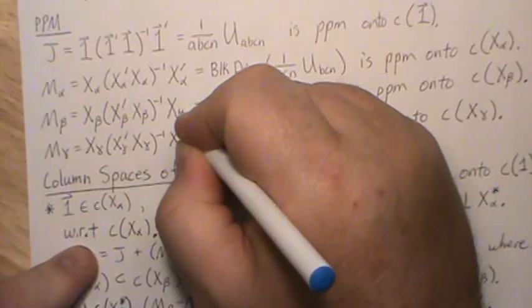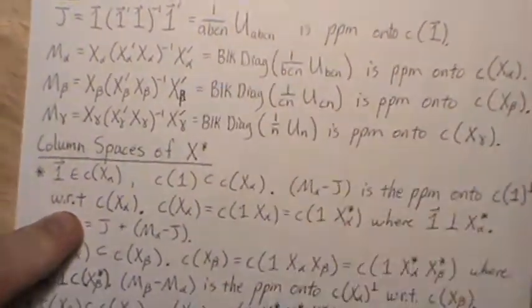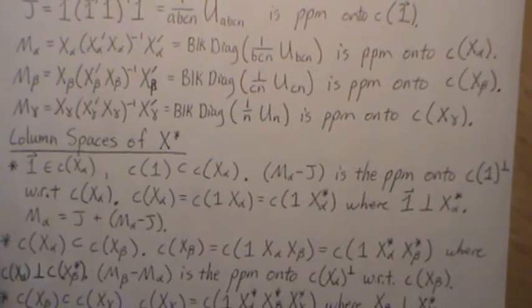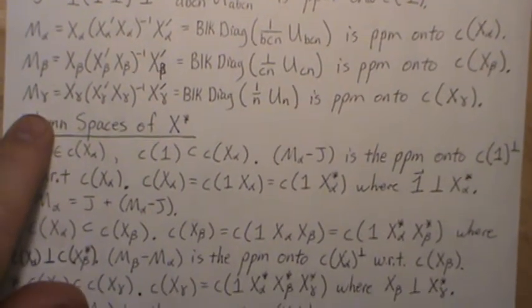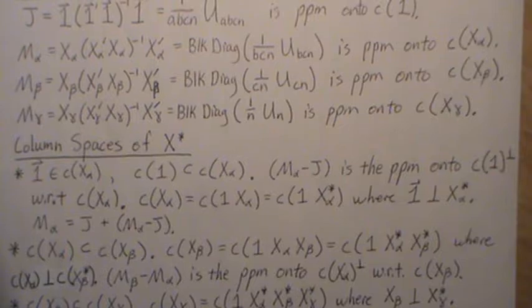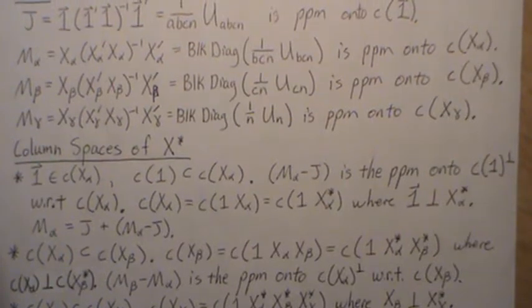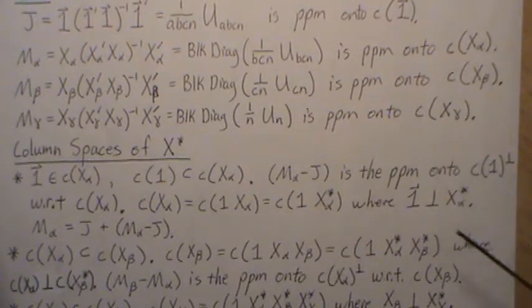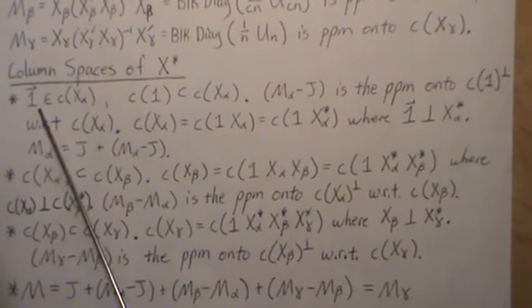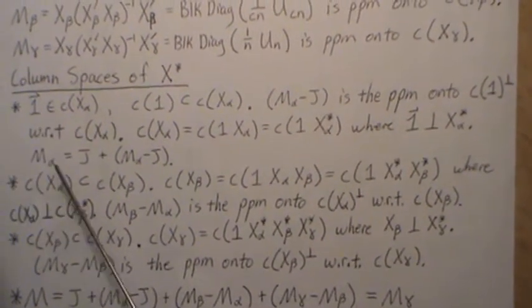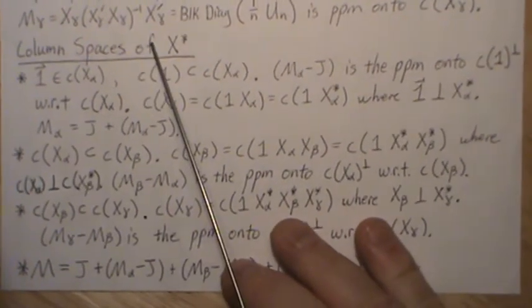Transpose, and that should be a beta. And so M gamma is block diagonal 1 over N. And it's the perpendicular projection matrix onto this space. And how we create these is, note that, and this is just a brief reasoning.